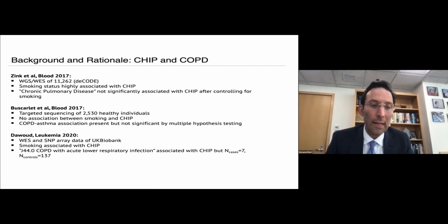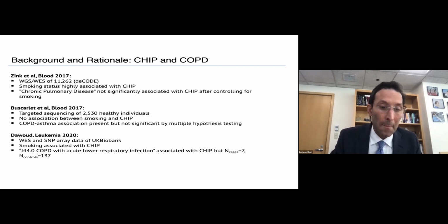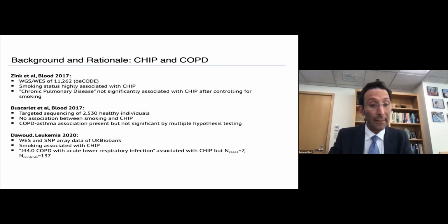A much smaller study looked at 2,500 healthy individuals, did not see that association between smoking and CHIP. And there was an association between a combination of COPD and asthma and CHIP, but not significant when corrected for multiple hypotheses. And finally, a study using whole exome sequencing and SNP array data from the UK Biobank showed a strong association between smoking and CHIP.